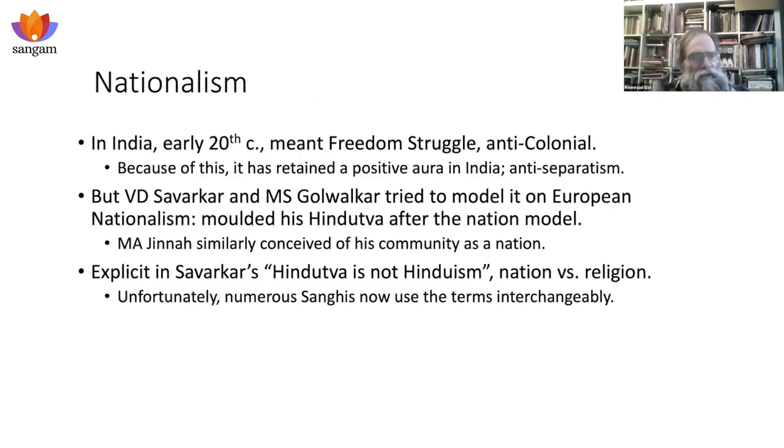Now, is the Hindutva movement nationalist? Well, yes, of course it is. It says so at any rate. And the word nationalism has a positive connotation in India. You see, it meant the freedom struggle. It meant anti-colonial. It was the alternative for British imperialism. So this is not true in the rest of the world.